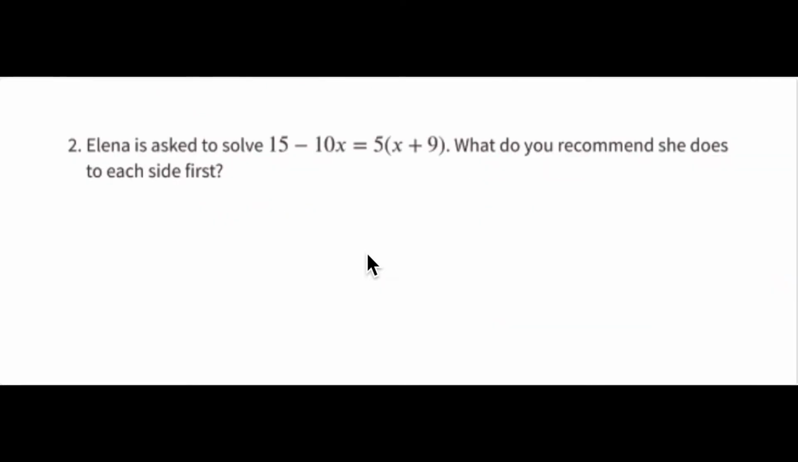For problem number 2, Elena is asked to solve this equation for the value of x. And so what do you recommend that she does first? And notice that they're giving you the choice between using the distributive property right here or not using the distributive property. As I mentioned before, I always change subtraction to addition by using the inverse operation and adding the additive inverse. And again, it just makes it easier for me to work with addition rather than subtraction.